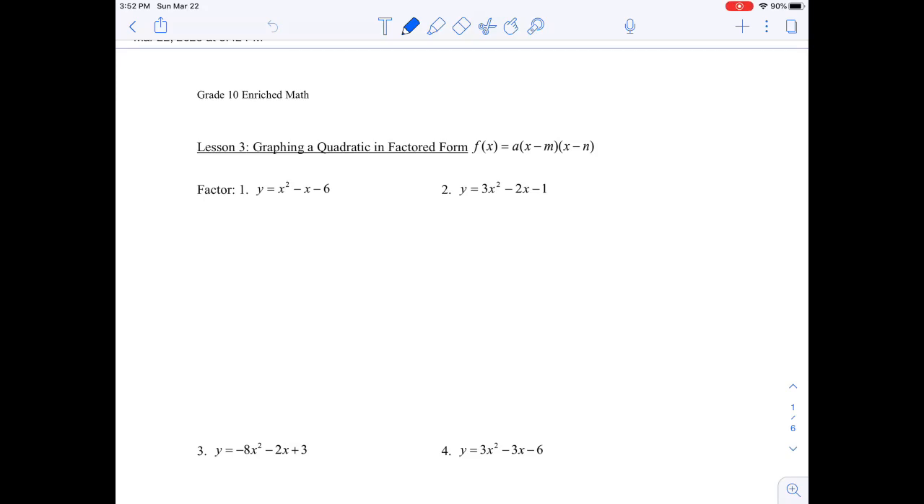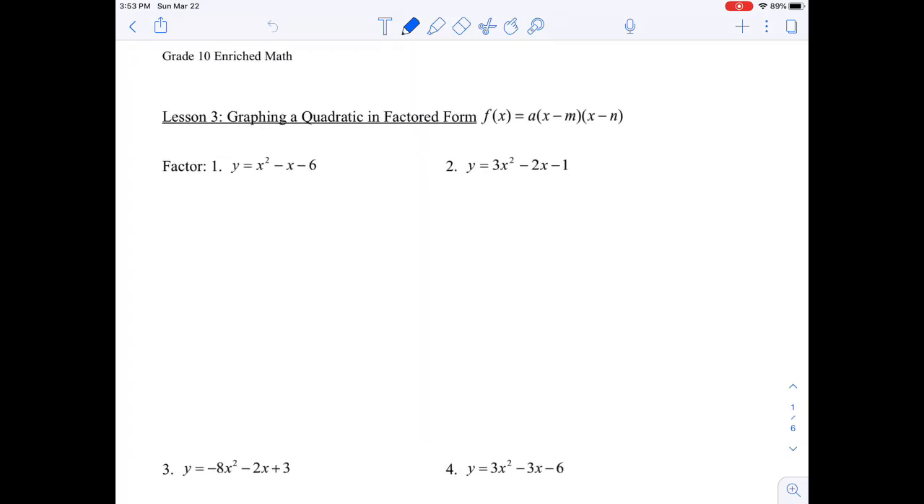Hi and welcome to Lesson 3, Graphing a Quadratic in Factored Form. I will break this lesson up into smaller chunks. The first chunk will be on a review of factoring.